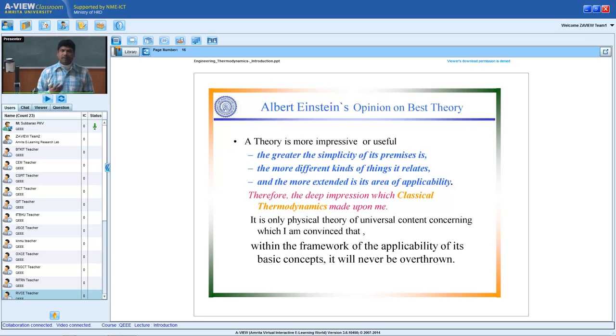The great Albert Einstein, somebody asked him, what is the best theory you like? Einstein used a better word. What is the word he used? He used a word called usefulness. In fact, when he was about to be conferred with the Nobel Prize, a series of journalists surrounded Albert Einstein and asked him, what do you want to become in future? Then he said, I want to become a useful person, not a successful person.